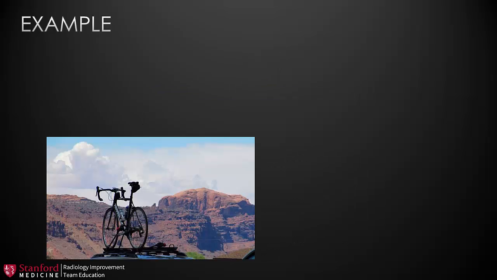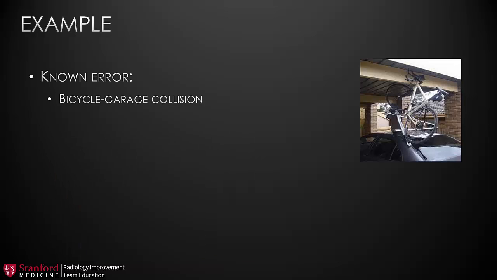Do you know what is the common problem associated with transporting your bike on the top of a car? If you're a cyclist, or if you have friends who are cyclists, you almost certainly will know the answer to this question. The answer is the feared bicycle garage collision. Now, you may laugh and say, how could someone possibly make this mistake? But if you think about it, it's not too hard to see how this could happen.